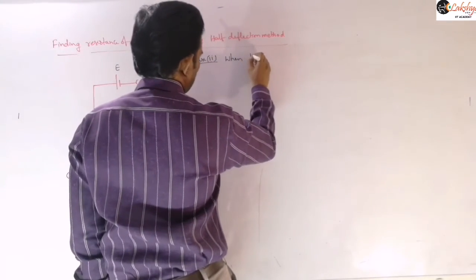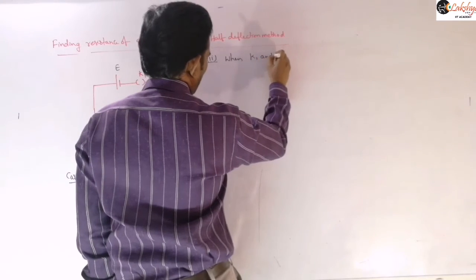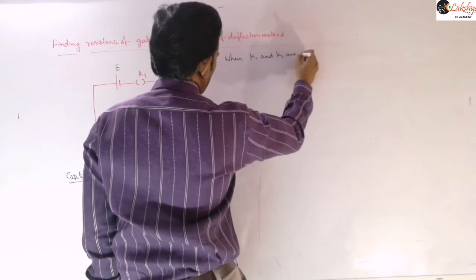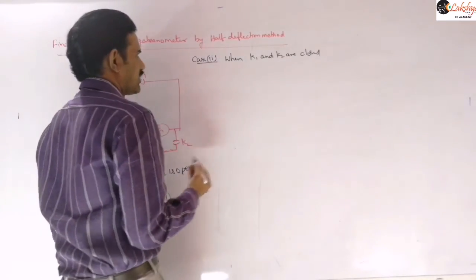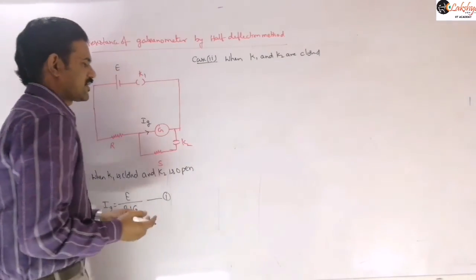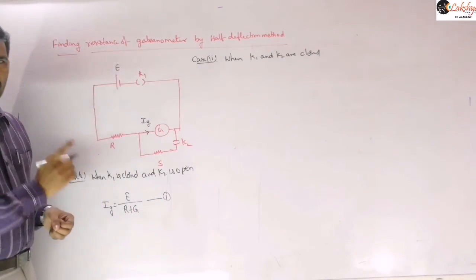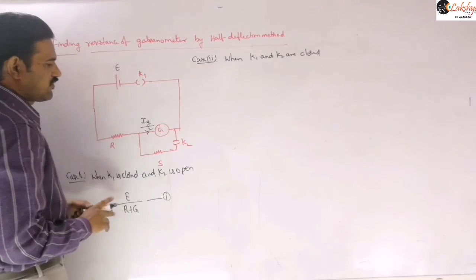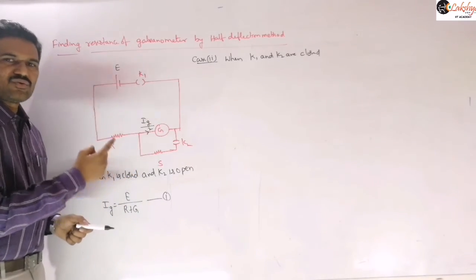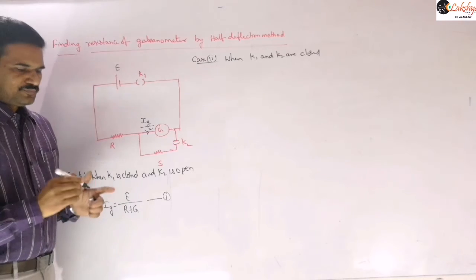When K1 and K2 are closed, the current passing through the galvanometer should be reduced to half. That means this current is reduced to half. We need to select this R value and this S value like that.